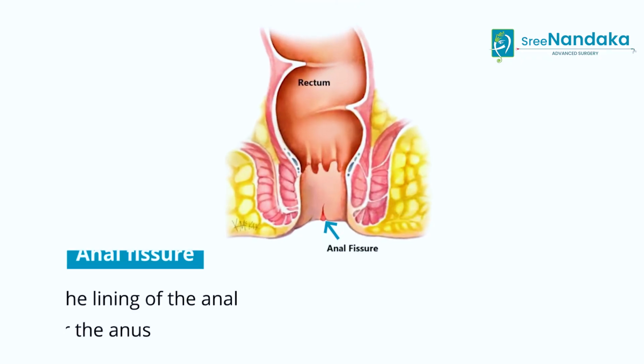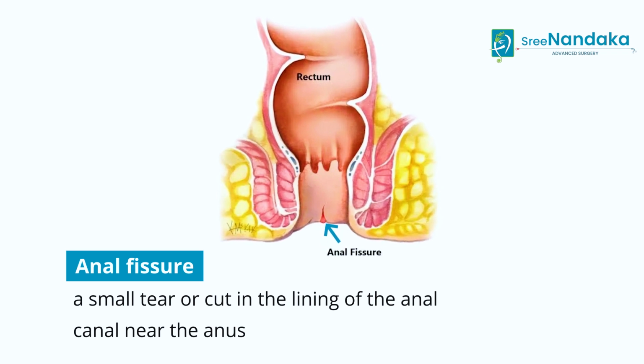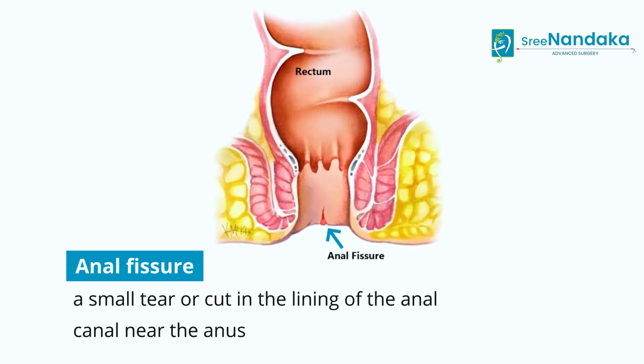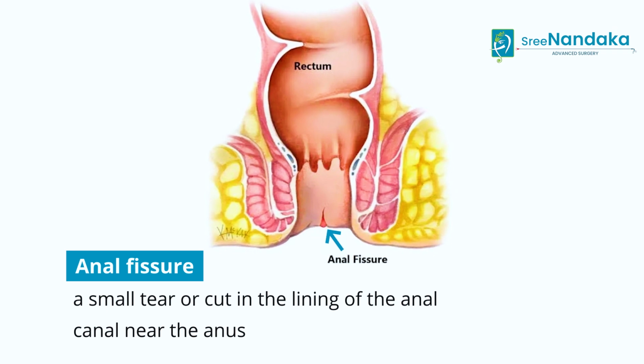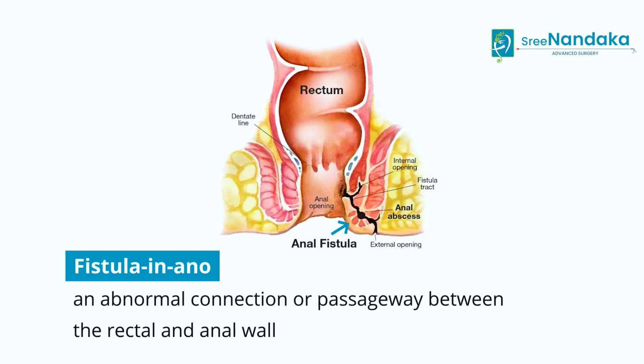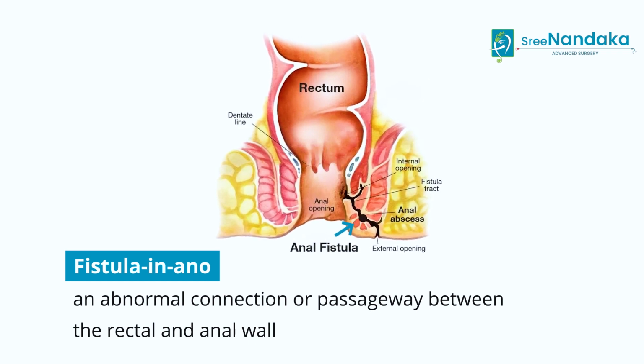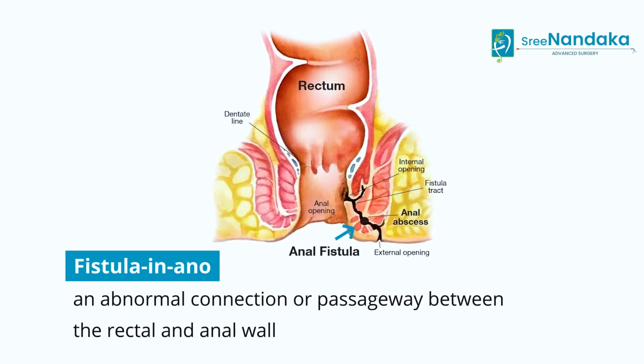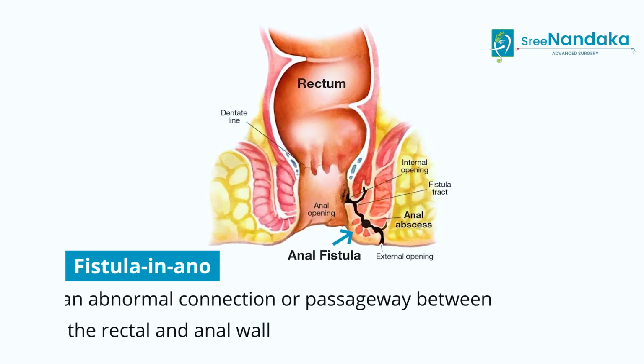Whereas an anal fissure is a small tear or a cut in the lining of the anal canal, typically occurring in the lower part near the anus. Whereas a fistula in ano is an abnormal connection or a passageway that forms between the rectal or anal wall to the area around the perianal skin.